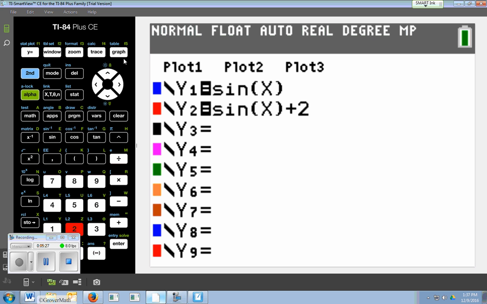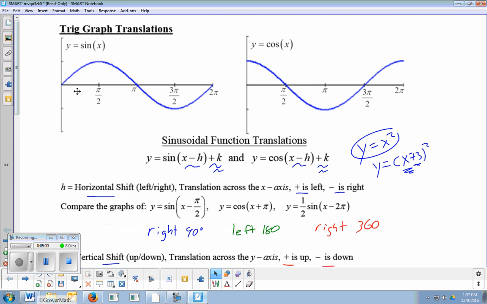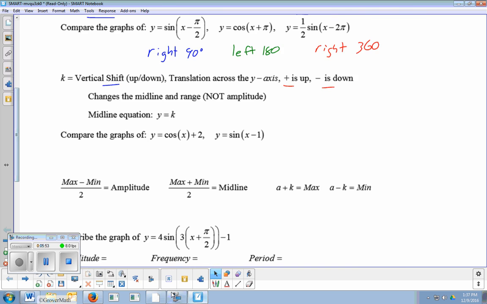So one big difference about horizontal and vertical shifts, remember that your horizontal axis is in intervals of degrees. Like this is 90, 180, 270, 360. But your y-axis is still just regular numbers, like 1, 2, 3, 4. So you'll see like minus 90 inside, but then you'll just see like minus 2 outside. So inside is degrees, outside is regular y-axis, 1, 2, 3, 4, 5 stuff.